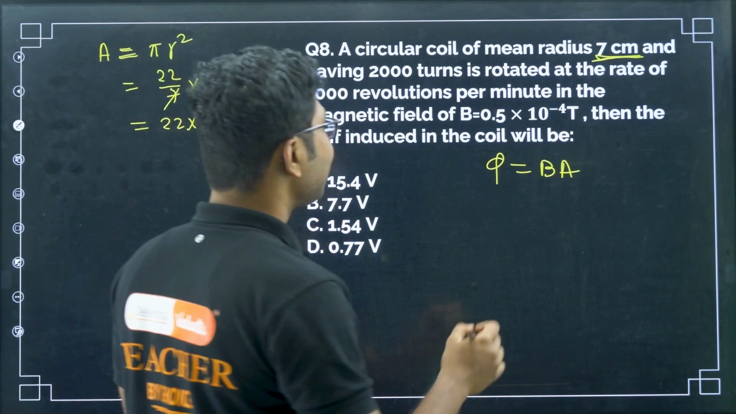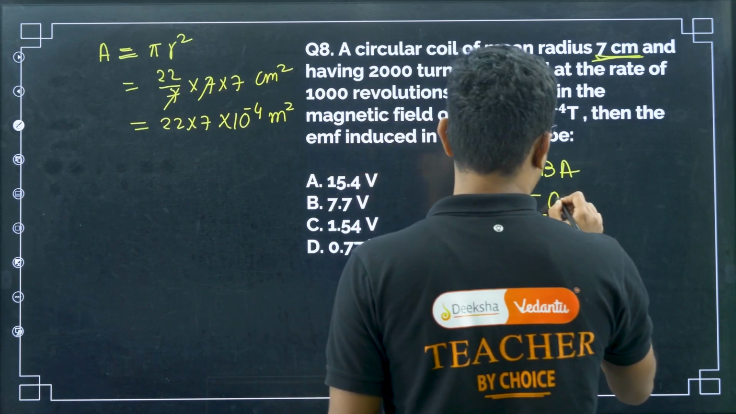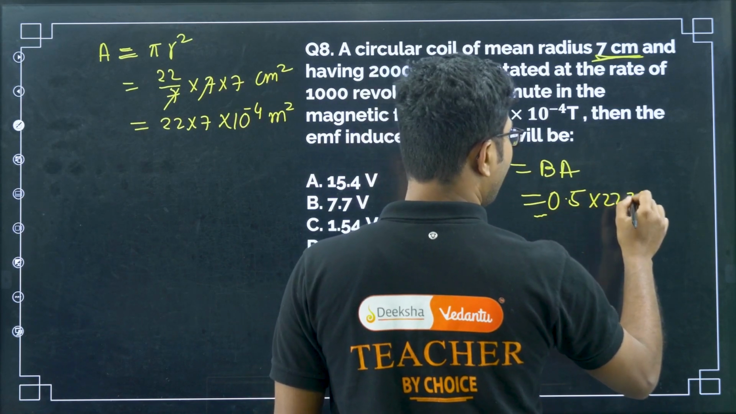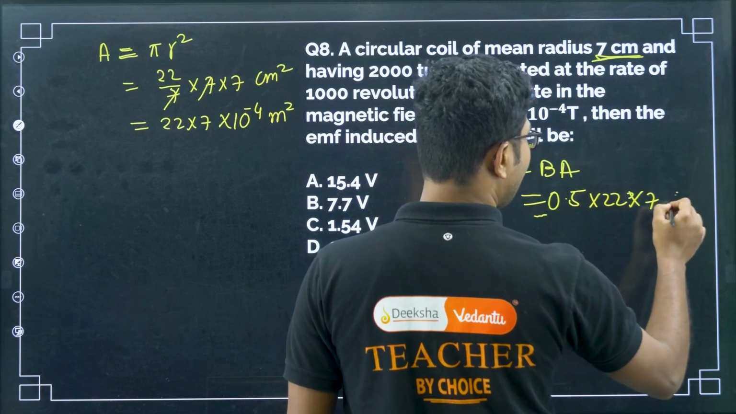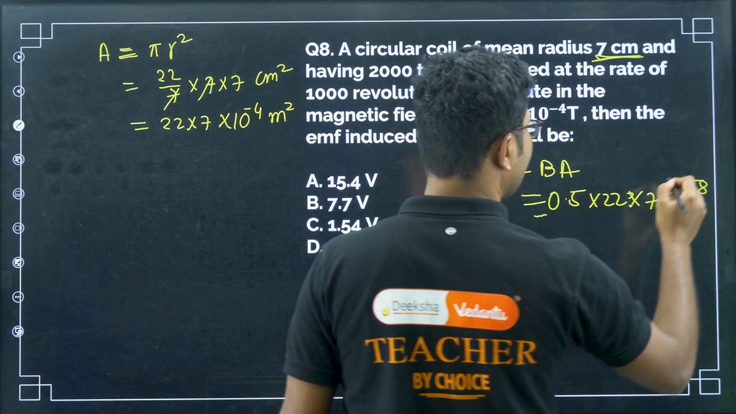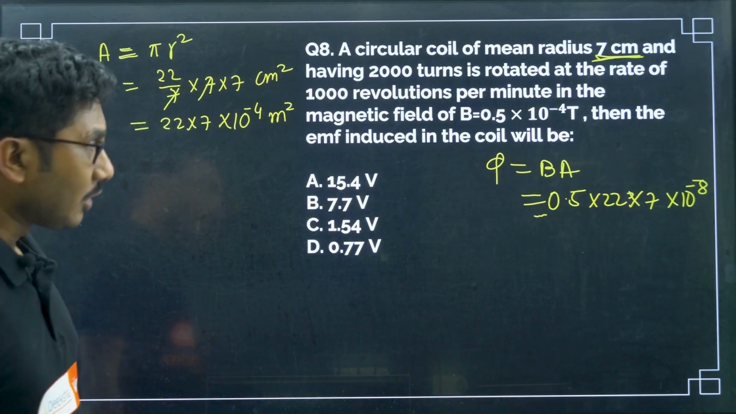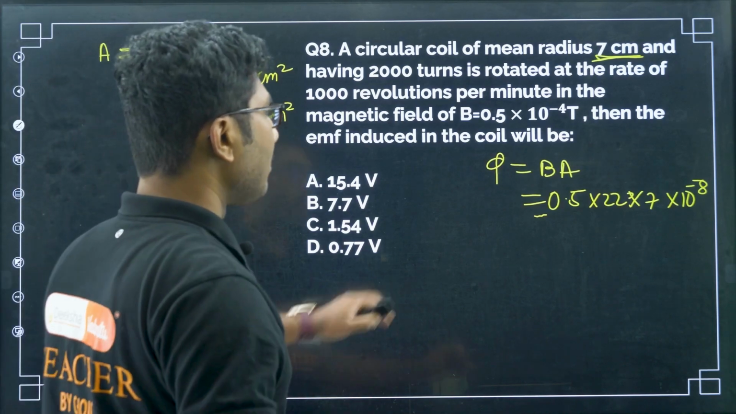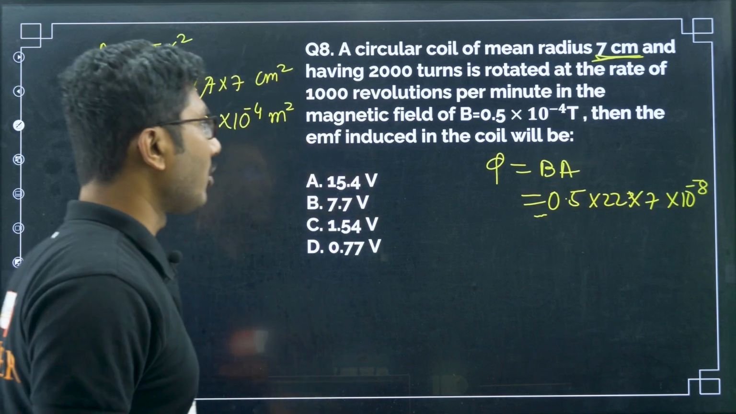So, what is the flux? Flux will be 0.5 times 22. Don't bother about the calculations right now, into 10 to the power of minus 8. Minus 4 minus 4, there will be 10 to the power of minus 8, right. So, do not bother about the calculations right now, we will solve it later on.